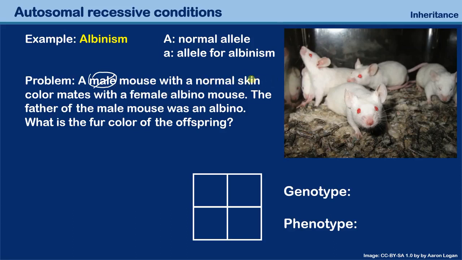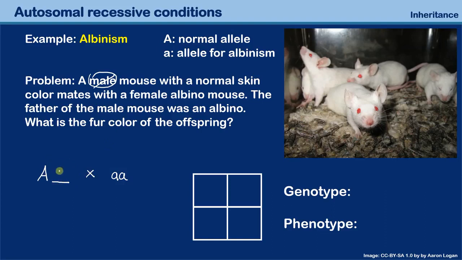The skin color is normal of the father mouse over here, and normal skin color means that there must be at least a dominant allele present. So I'm going to write this down over here, capital A. I do not know about the other one here. And this one is crossed with a female albino mouse. And for the mouse to be an albino, to have a white fur color, you need 2 times a recessive allele, because that's the only possibility in an autosomal recessive condition.